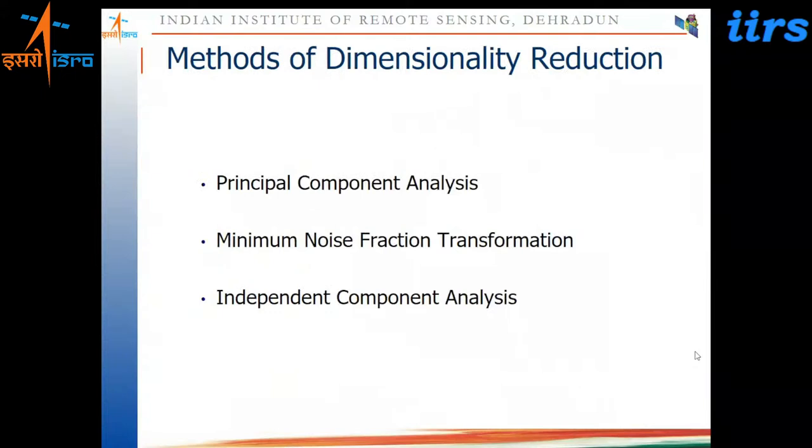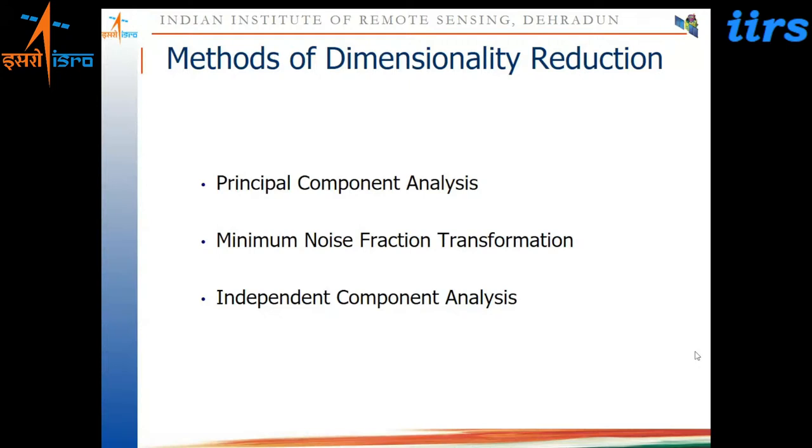Now there are different methods for dimensionality reduction or data reduction: the principal component analysis, minimum noise fraction transformation, and independent component analysis. The principal component analysis transformation we generally do for the multispectral data set also.